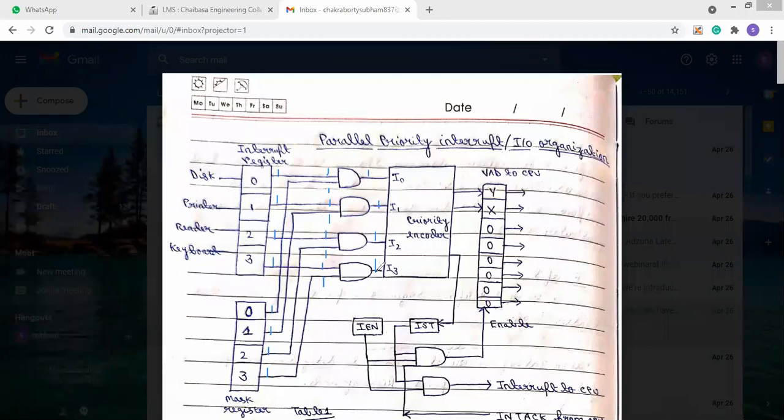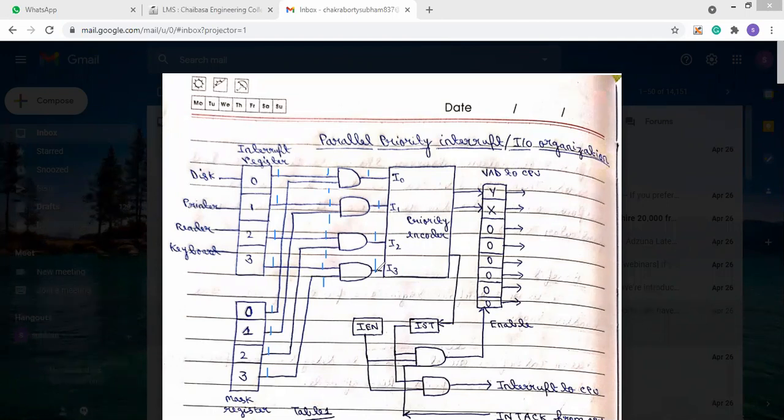Now in our 4 into 2 priority encoder, if the high priority input output device generates an interrupt, then we take a don't care condition for the other input devices. Here the highest priority device is the disk. So if the disk generates an interrupt, then we take a don't care condition for the other input devices. Whether they generate an interrupt or not, we will not consider that.